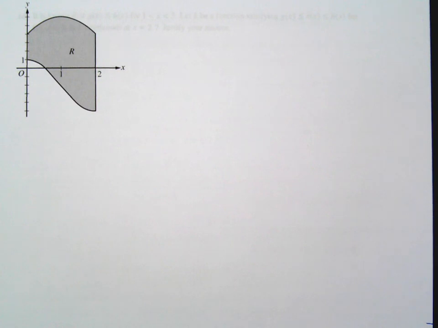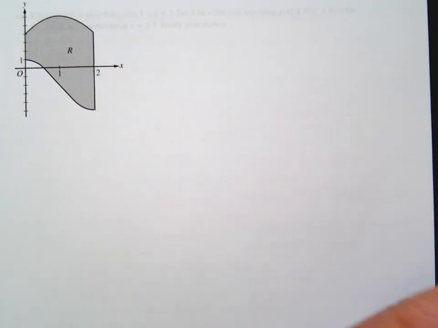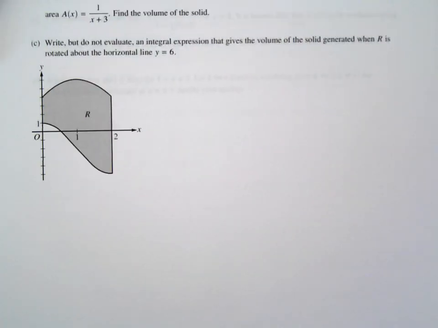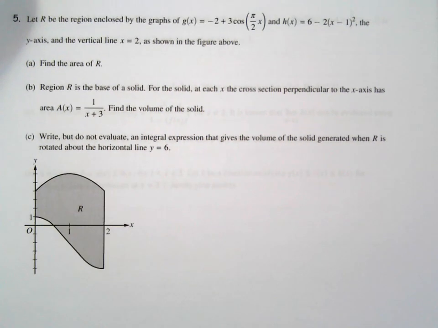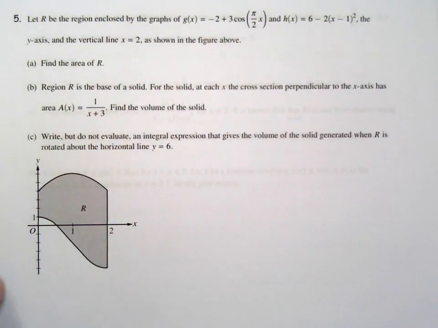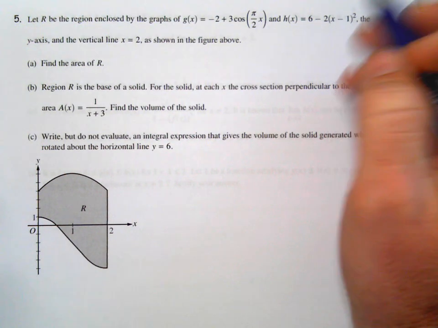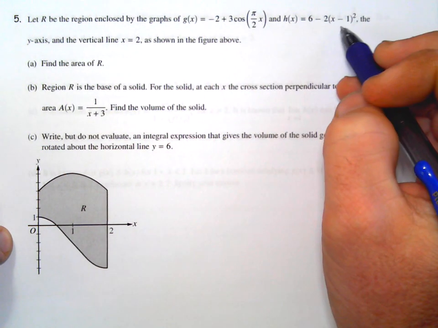So number 5, right away, kind of looks like maybe an area volume problem. The fact that they're giving you a picture of it. It says, let R be the region enclosed by the graphs g(x) equals this and h(x). Now, we don't have a calculator. Now, can you figure out which graph is which?